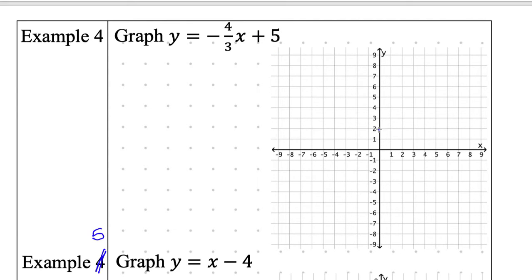So I'm going to go up 5. 1, 2, 3, 4, 5. And that is my first point. An easy point. The next point is harder.